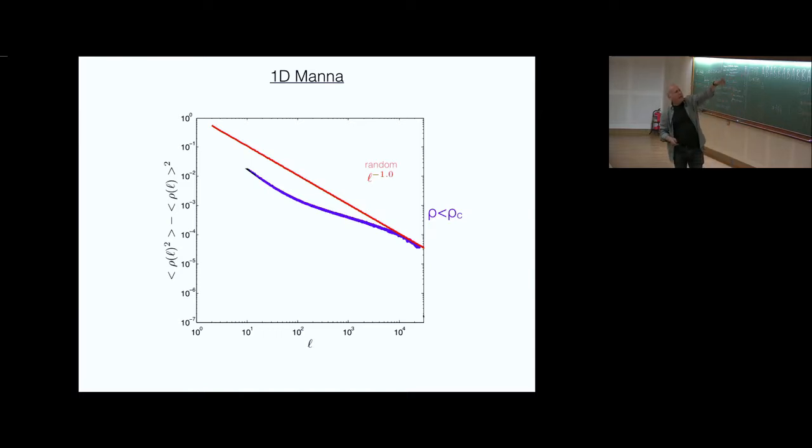I've plotted out the variance in the density as a function of window size, the size of that, not a circle anymore, now it's just a segment. If I'm below critical, I told you there's a critical point, I haven't told you where it is. If I'm below critical, then things start out where they start out, but ultimately, the system becomes random. At large scales, the system becomes random.